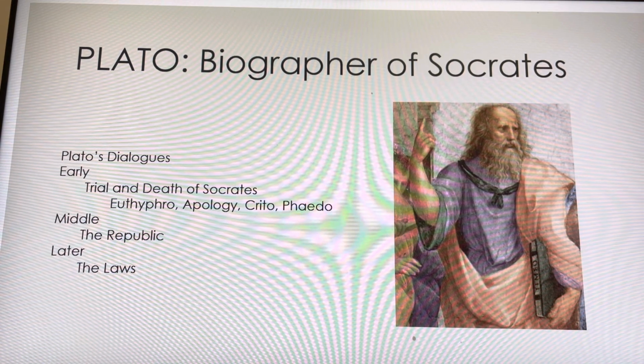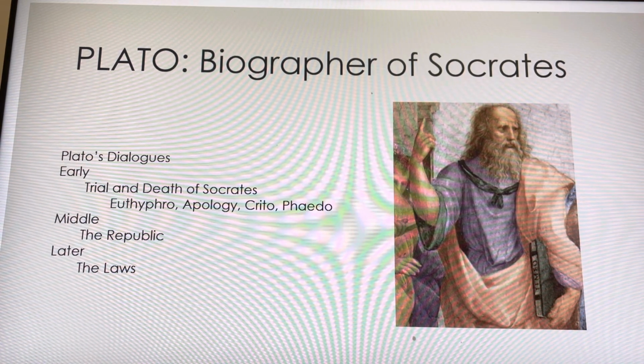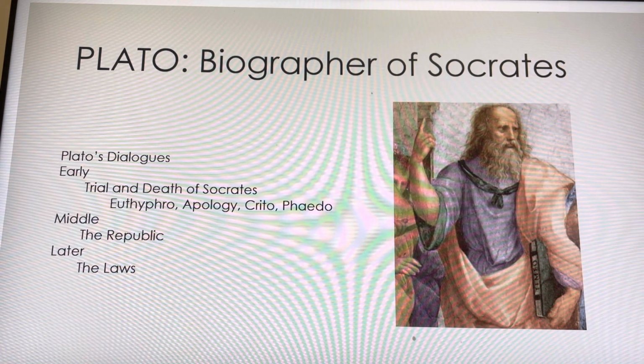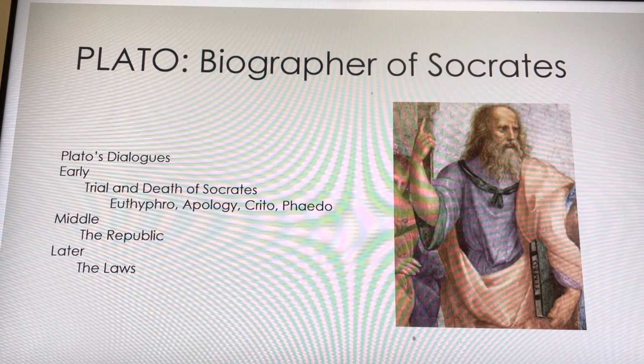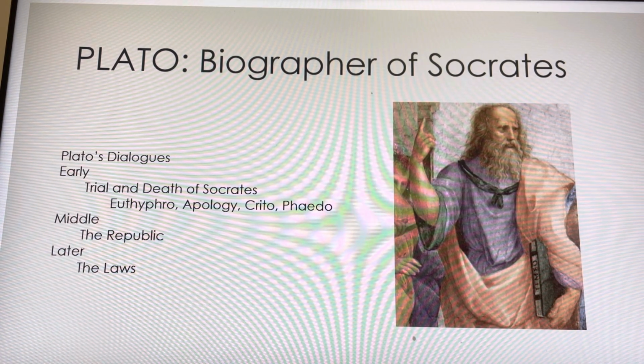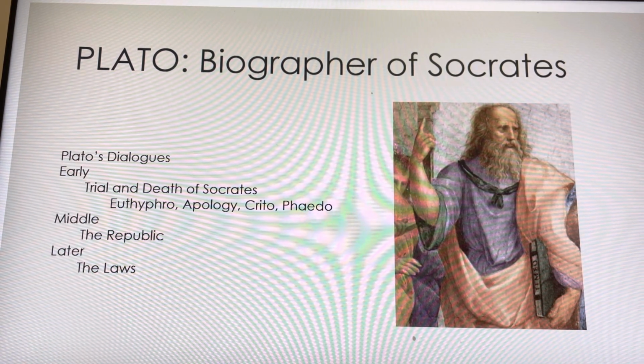Socrates will refer to democracy as the lowest form of government, nothing but the mob rule of the ignorant. And that's very different from what we saw in those earlier dialogues.